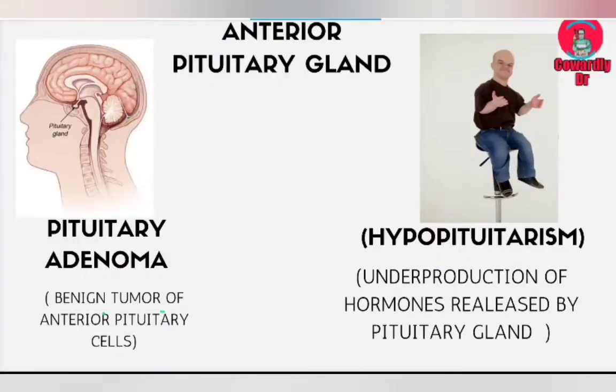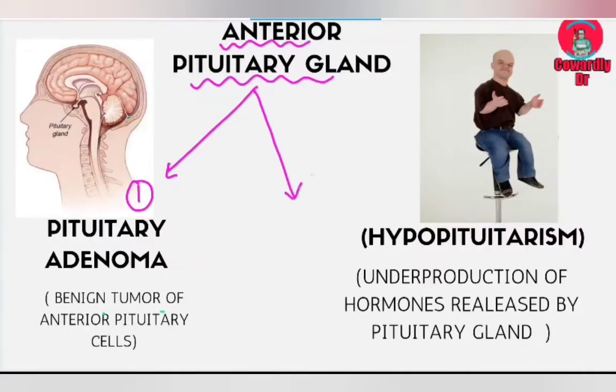In this topic we are gonna discuss two main things. Number one, the pituitary adenoma, and number two, the hypopituitarism. So what is pituitary adenoma? The pituitary adenoma is a benign tumor of the anterior pituitary cells, whereas hypopituitarism is the underproduction of the hormones which are released by the pituitary gland.